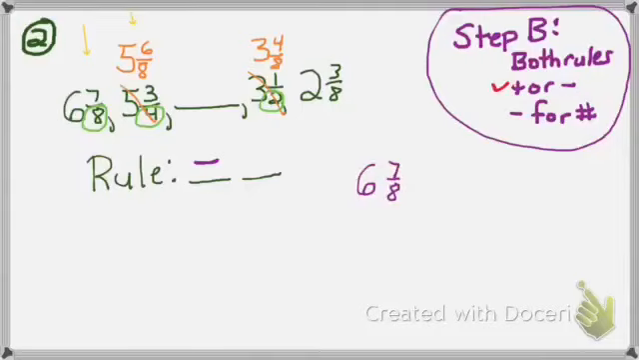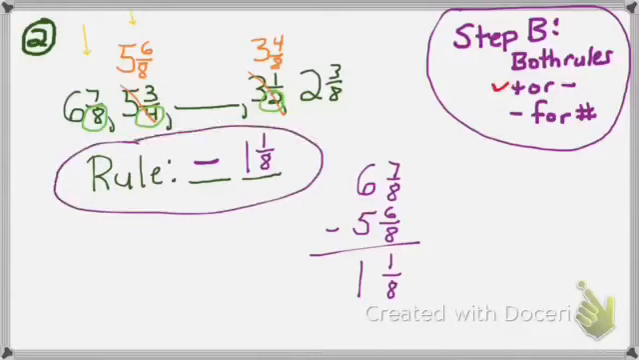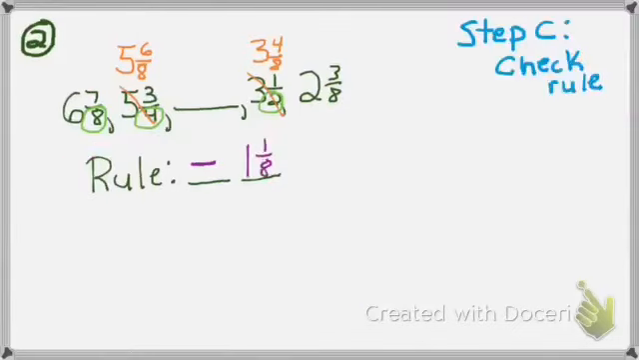So I have 6 7/8 minus 5 6/8. Remember, line up your whole numbers, line up your fractions. And my denominators are common, so they're 8. 7 minus 6 equals 1. My whole numbers, 6 minus 5 equals 1. Therefore, my rule, the number will be 1 1/8. So when I look at the entire rule, I see that the rule is minus 1 1/8. I'm ready to move on to step C.